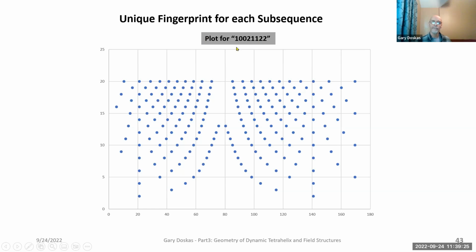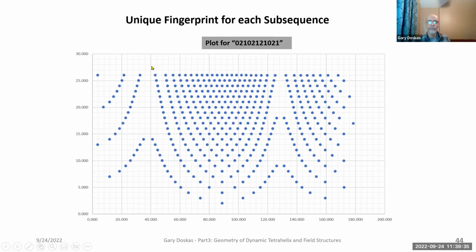This is just a completely different subsequence, and it has a unique fingerprint. Each subsequence, if you plotted their data, would have some unique profile that could uniquely identify these subsequences.